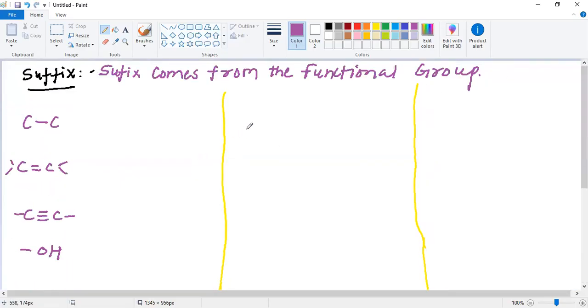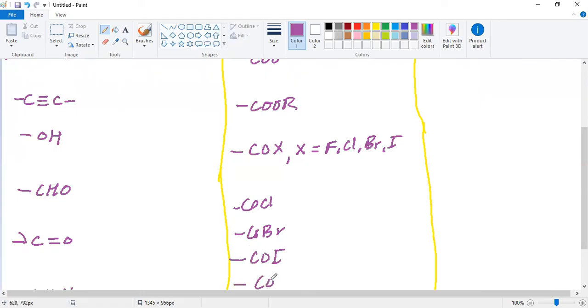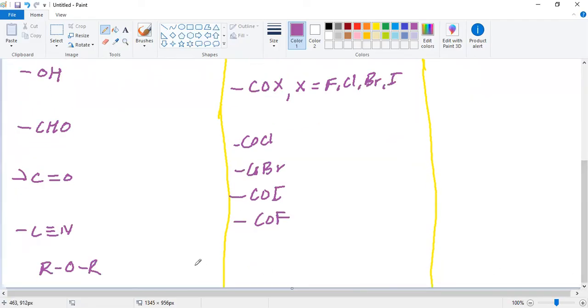We may have the functional groups as carboxylic acid, or we may have COO minus ion, or we may have esters like COOR, or, my dear students, we may have COX, which may be acyl group, where the X can be F, Cl, Br, I. Thus we may have COCl, COBr, COI, COF. Let's move forward and study about the next one, my dear students.